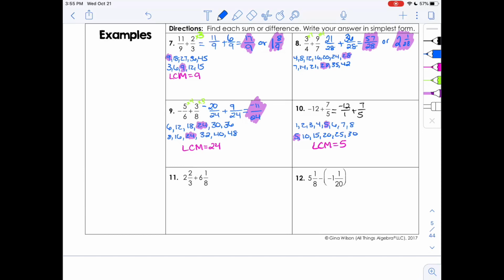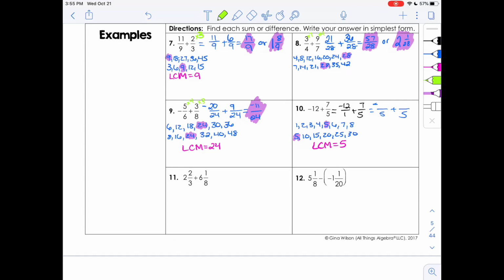I can use this least common multiple to write my common denominators. So I'm going to rewrite my fractions where they both have a denominator of 5. And I know my first fraction is negative, so I'm going to go ahead and place my negative sign so I don't forget it. Then I'm going to determine my new numerator.